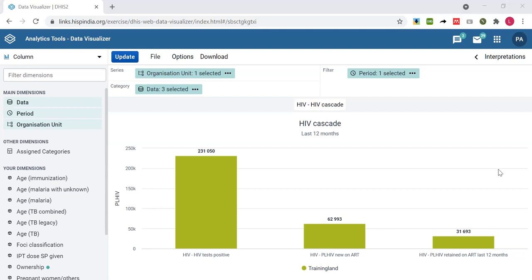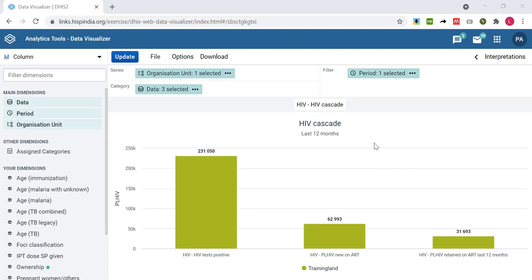Anybody? That's the simplest question I can ask for the day. What do we see here? Oh, it's a graph, yes. HIV data. So we have people living with HIV on the x-axis, and these are people in Trainingland. Last 12 months, positive cases, those on ART, and those retained on ART in the last 12 months. Okay, great. Thank you. A column graph.